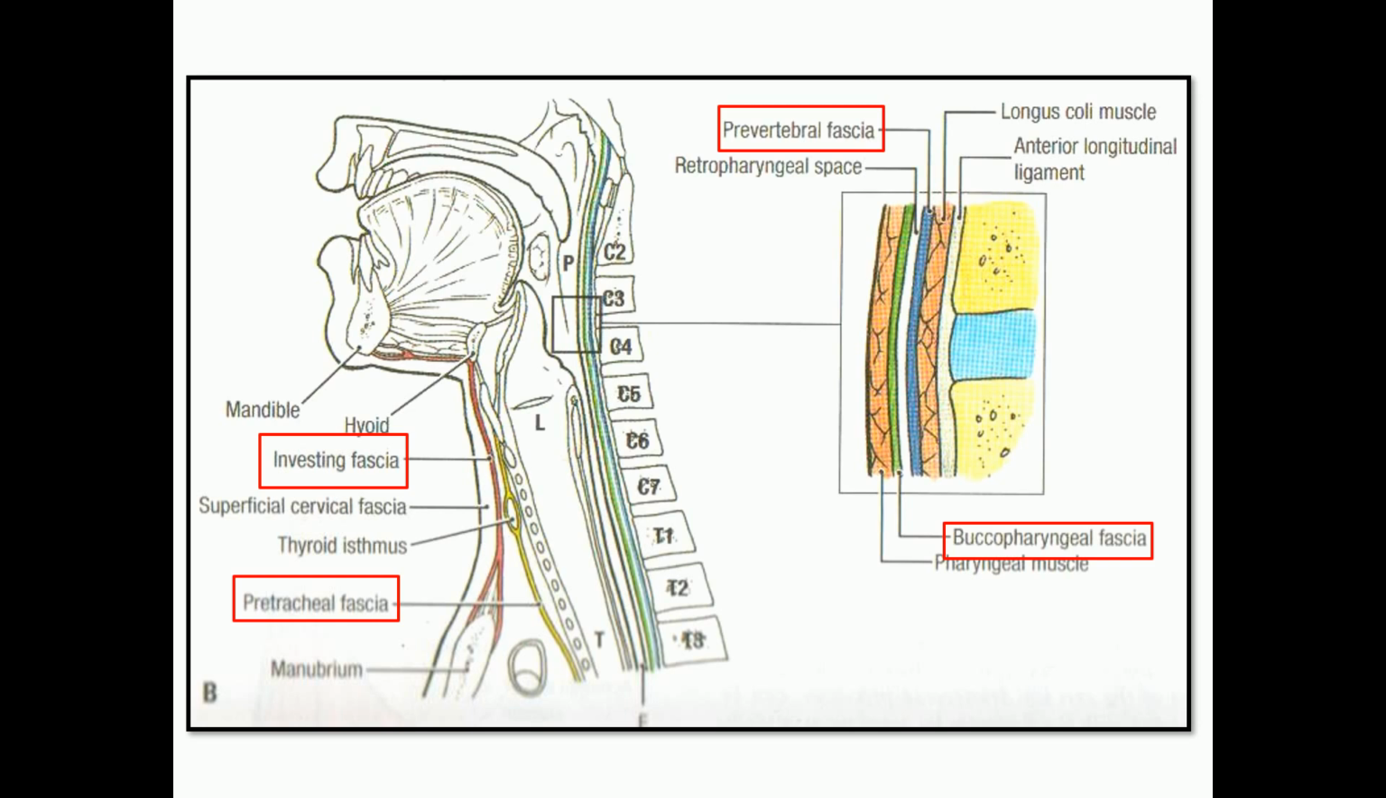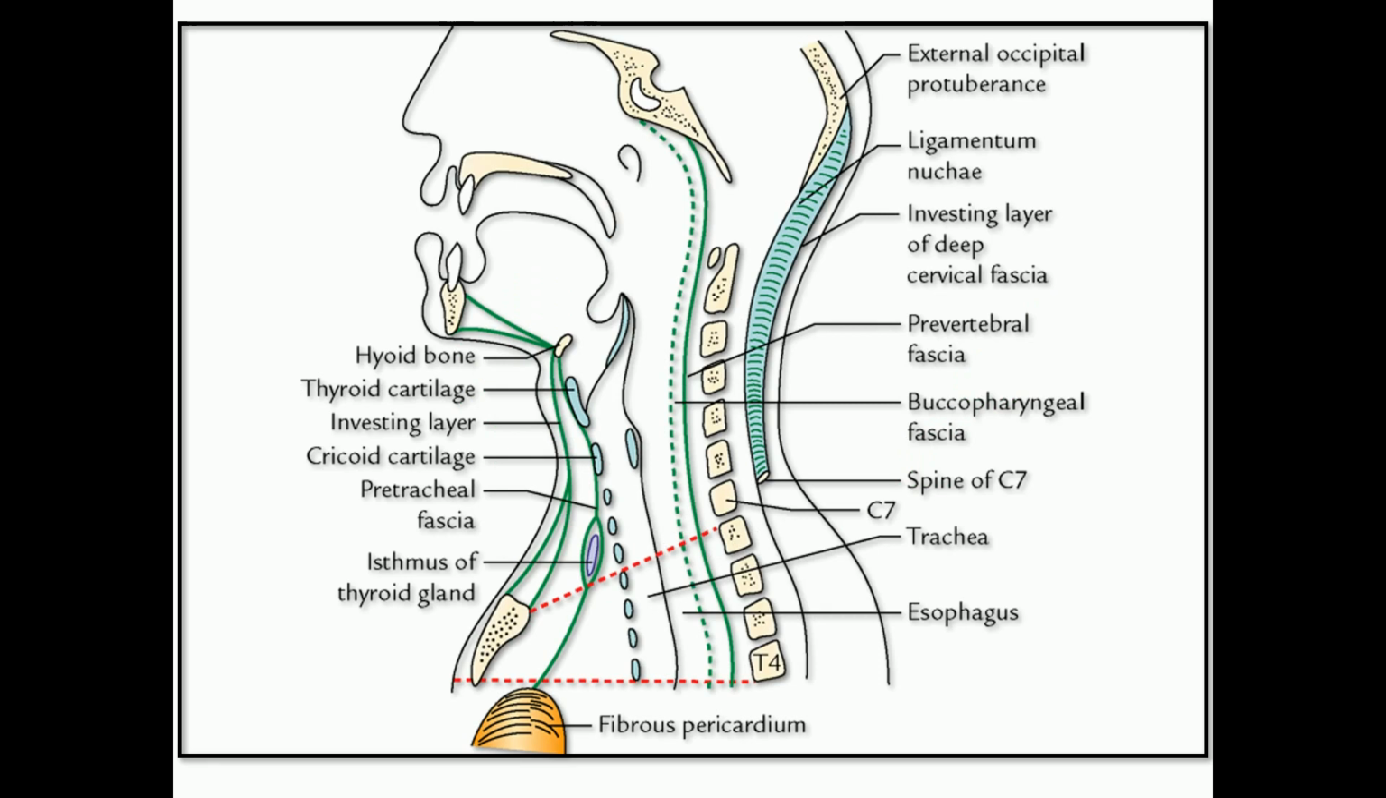Now the horizontal tracing of the investing layer. When we trace forwards from the attachment to the ligamentum nuchae, this one is the ligamentum nuchae, right?